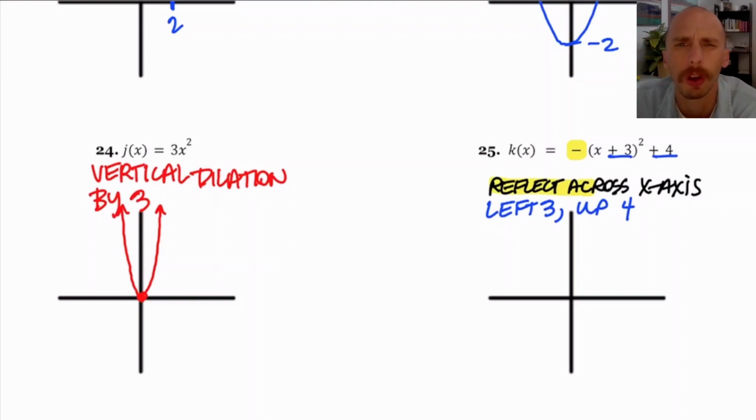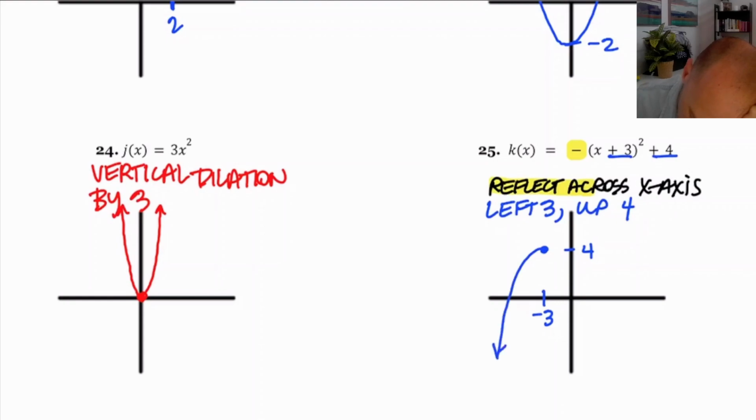But if we do the reflection across first, then we won't have to worry about do I do it before or after. We know it's going to be upside down, so just make that happen first, then we'll shift. All right, so upside down, then left, then up. Okay, so I should probably block off what I think is negative 3, 4. And then I'll just have a standard y equals negative x squared.